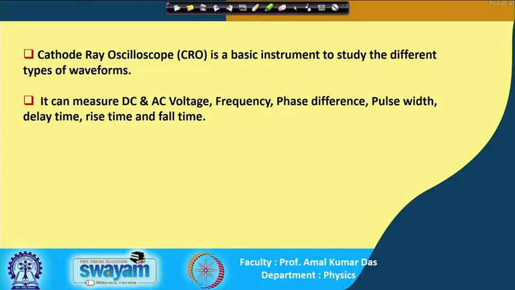So, this is the inside of the oscilloscope. Now, as I told you, the CRT is the main part of the CRO. CRT is the heart of the CRO. CRT means cathode ray tube. Okay, so let us learn it first. What is a cathode ray tube?